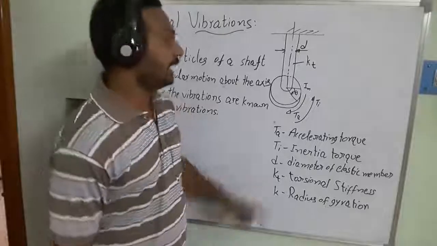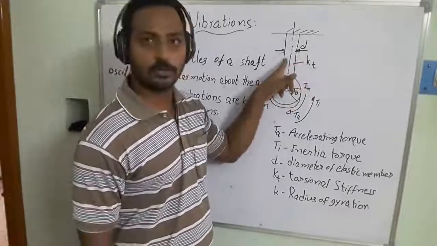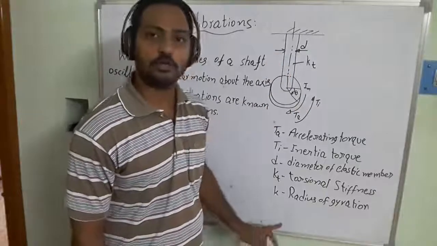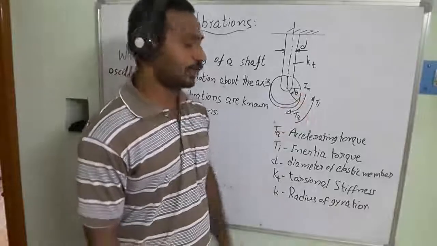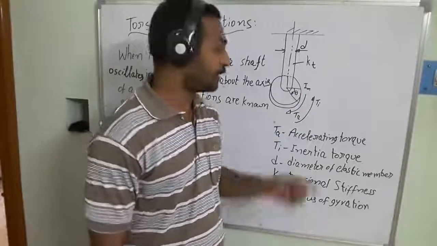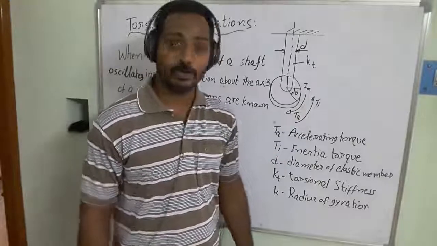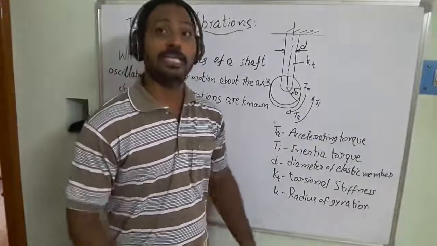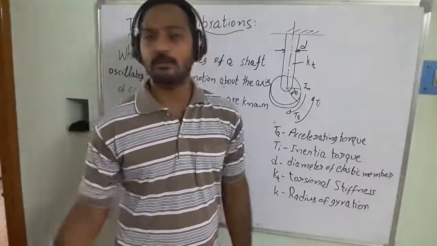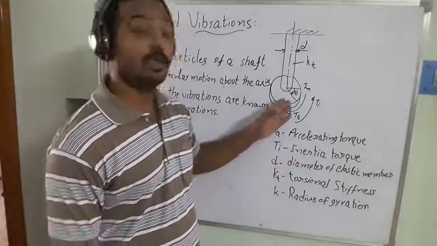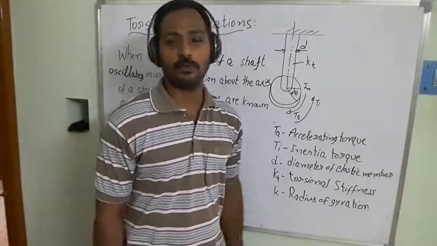This rod has certain parameters. D is the diameter of the rod and Kt is the torsional stiffness of that member, and Im is the mass moment of inertia of this disc, and Ta is the accelerating torque and Ti is the inertia torque. And theta is the angular displacement of the shaft. So from this we are going to calculate.